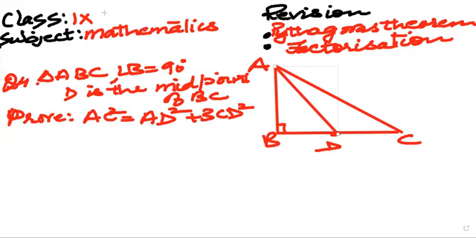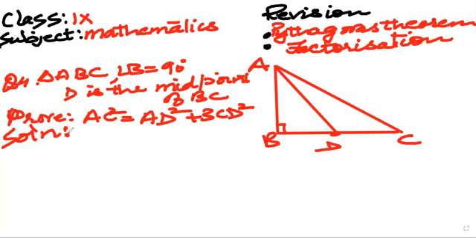Now let's see what we have to find out here. You have to prove that AC square is equal to AD square plus 3 CD square. So let's start the solution of this question.